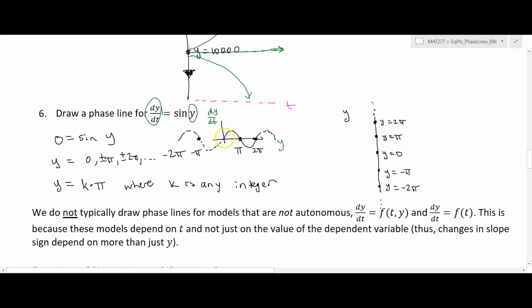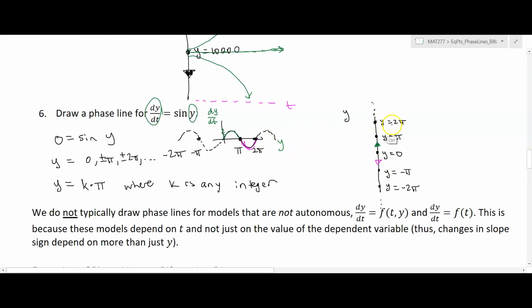And what that allows me to do is to say anywhere the portion of the graph is above the horizontal axis, those are all positive values of dy/dt. So between 0 and pi, dy/dt is positive. So between 0 and pi, I'm going to draw an arrow that points up because y is increasing if dy/dt is positive. Now from pi to 2 pi, I see that the dy/dt graph is below the horizontal axis, which means dy/dt is negative, and that means y is decreasing.